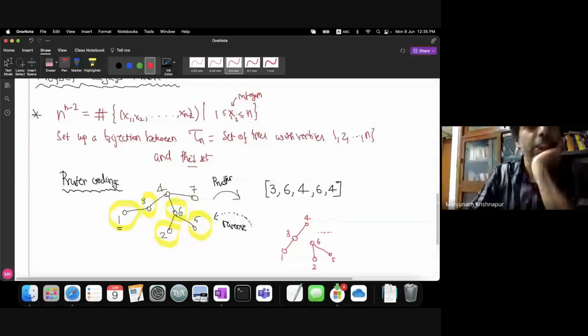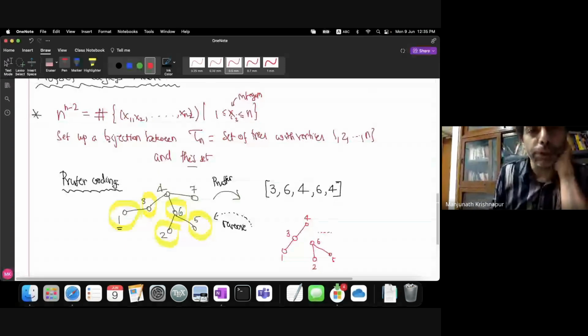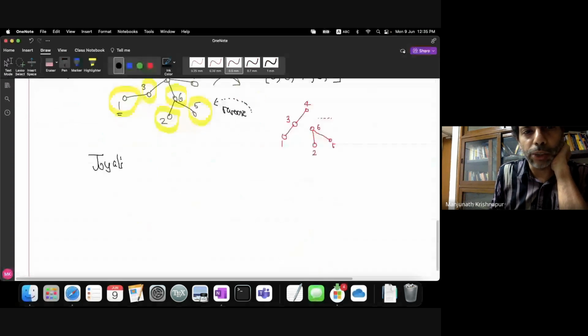So this is a bijection. There are other bijective proofs with slight differences. So just so that people can look up, there are things like Joyal's bijection and Pitman's bijection.